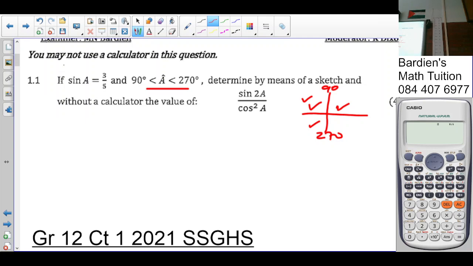So which quadrant do you think we're going to draw it in? Okay, so that is your angle A there.